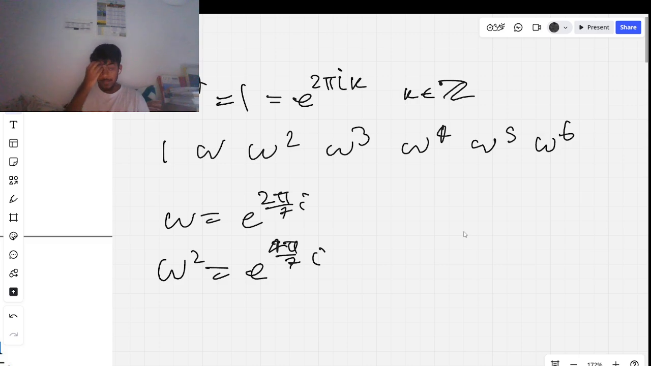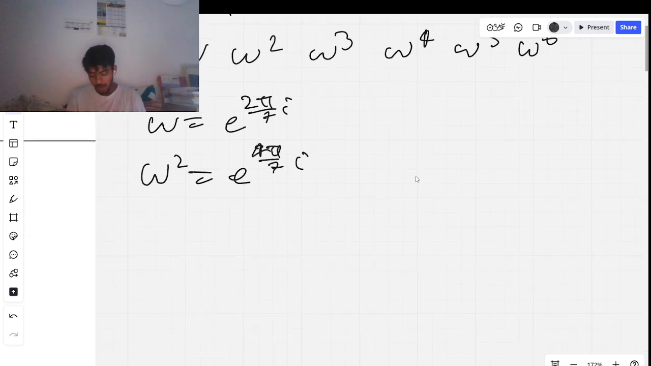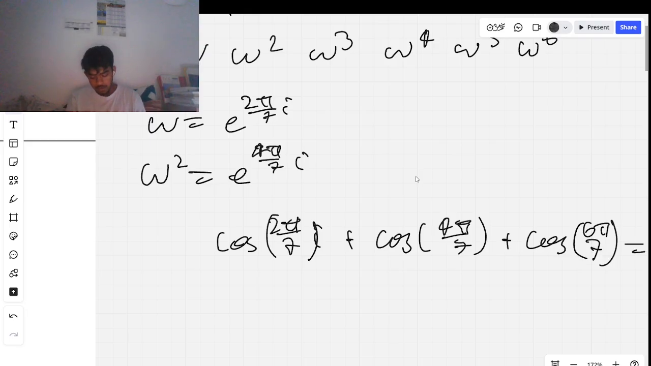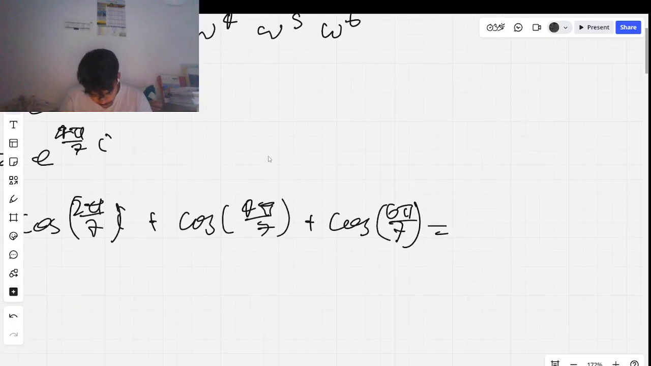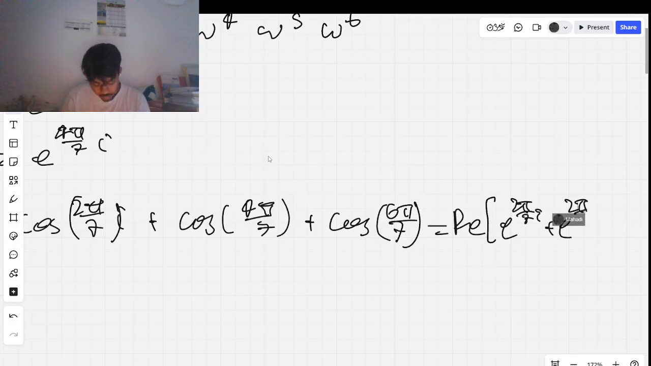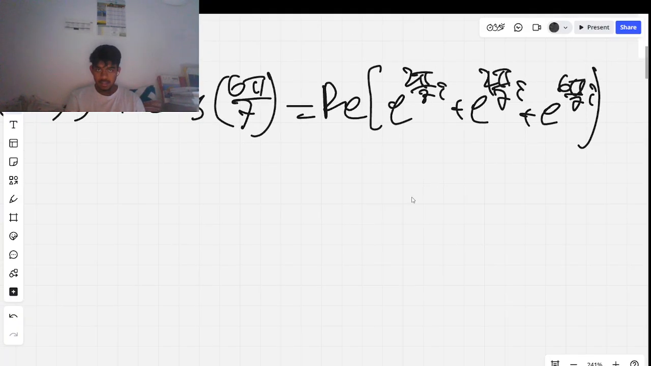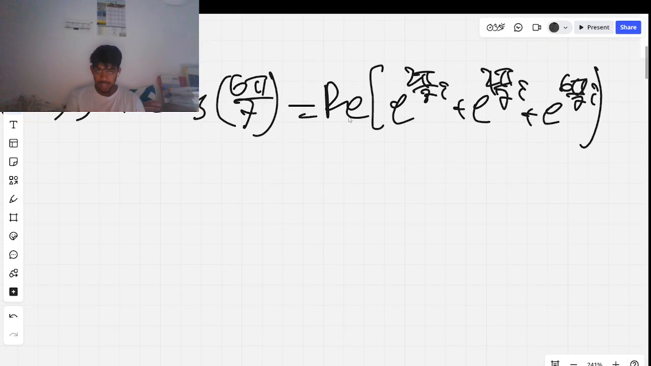Okay, nice. I also know that the real part, so what I'm being asked, is equal to the real part of e to the 2 pi over 7 i plus e to the 4 pi over 7 i plus e to the 6 pi over 7 i. This is what I'm being asked. Now, this is a geometric sequence, which I will get to in a second.